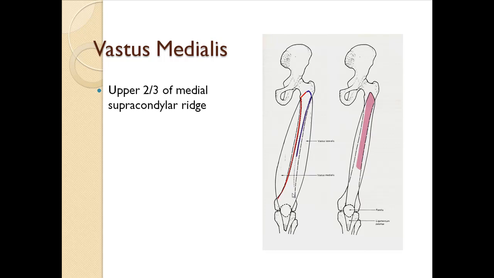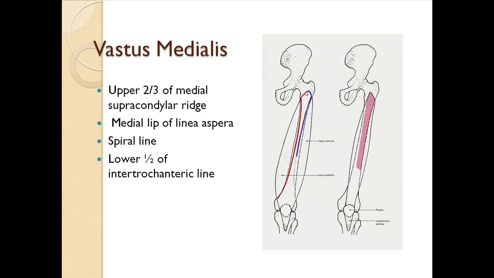Vastus medialis, on the other hand, is found on the medial side. Its proximal attachment is much lower than that of lateralis, which gives the quadriceps a degree of asymmetry to their appearance. It comes from the upper 2/3 of the medial supracondylar ridge down here. Posteriorly, it goes onto the medial lip of the linea aspera. It comes up here and attaches onto the spiral line on the posterior aspect of the upper part of the femur before coming round to attach onto the lower half of the intertrochanteric line. It also takes fibres from the anterior surface of the medial intermuscular septum.